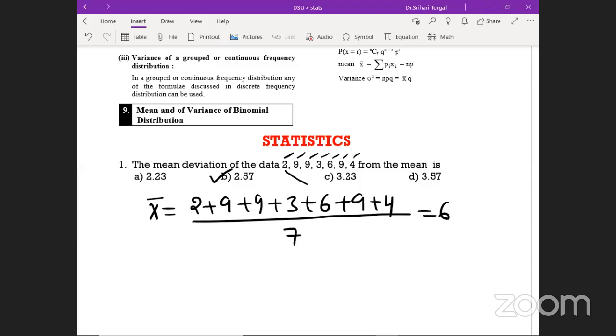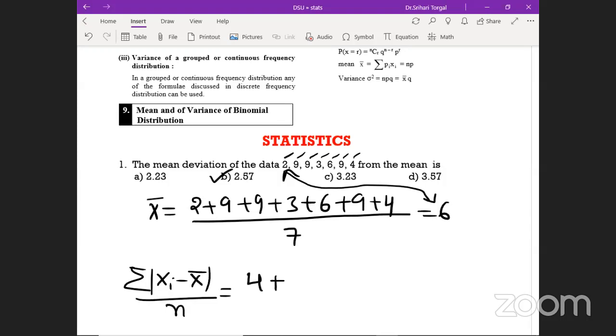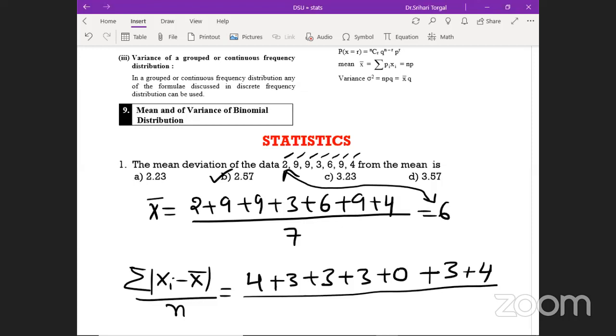Okay. So what is the difference between 2 and 6? Xi minus x bar, sigma. That indicates you have to take the summation and divide by n. The difference between 2 and 6 is, sorry, 4. 6 and 9 is 3. 3, 3, 0, 3, 4. Divide by 7.